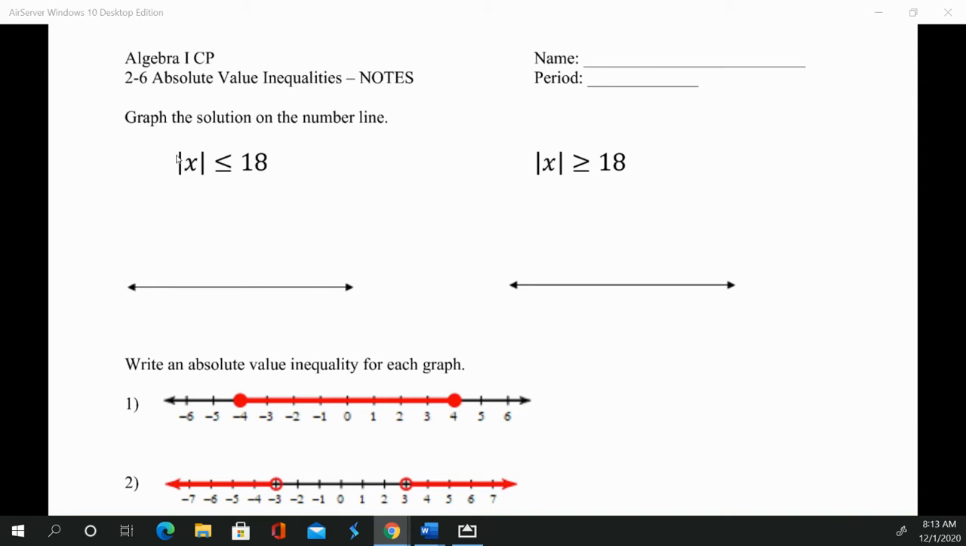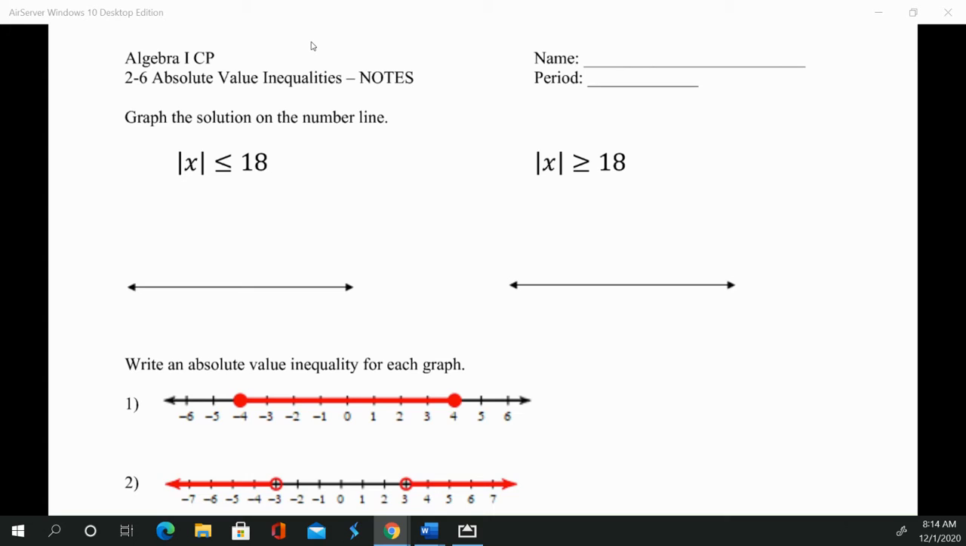Okay, so these are the notes for 2-6 absolute value inequalities. What we're going to be doing is combining the concepts of solving absolute value equations from Unit 1 and compound inequalities from Unit 2.